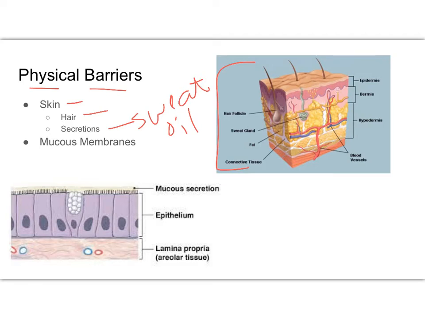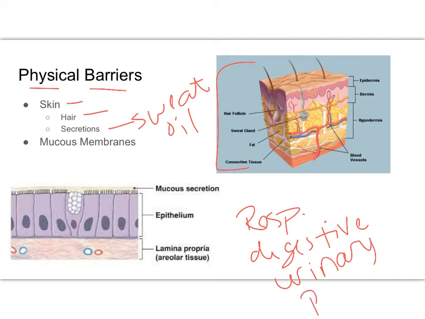Another type of physical barrier is a mucous membrane. Mucous membranes line our respiratory tracts, so nasal, throat, the digestive tract, and mucous membranes also line the urinary and reproductive tracts. Again, we talked about these earlier in the year. If you remember, mucous membranes basically line things that open to the outside, so that it prevents those membranes from drying out. So they have that layer of mucus on them. And so respiratory, digestive, urinary, reproductive, they all open to the outside.